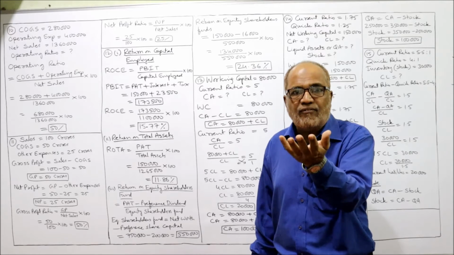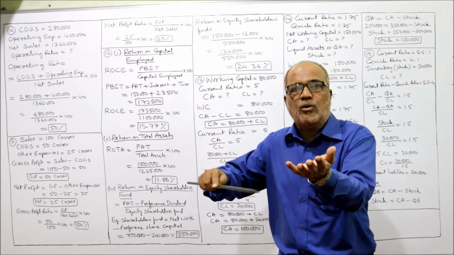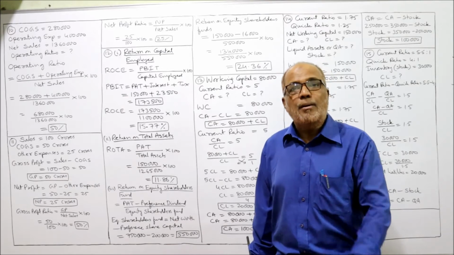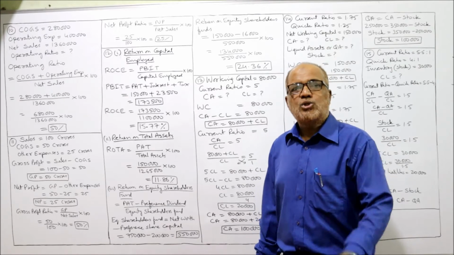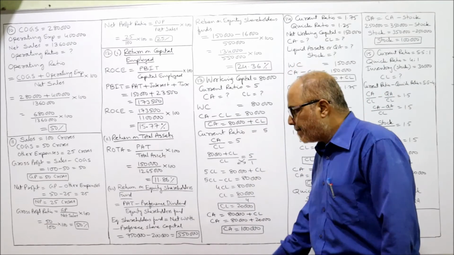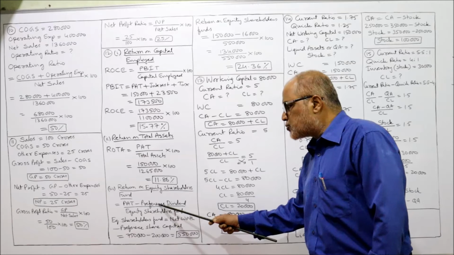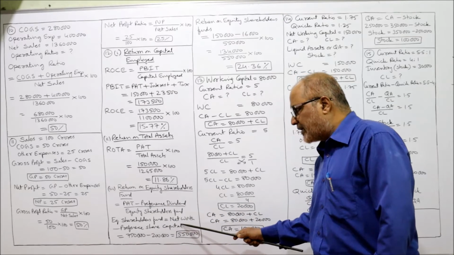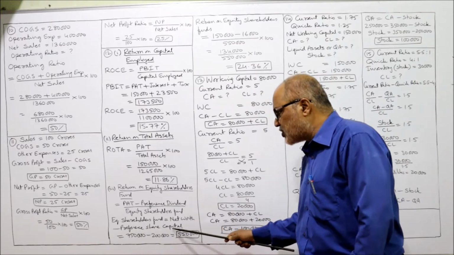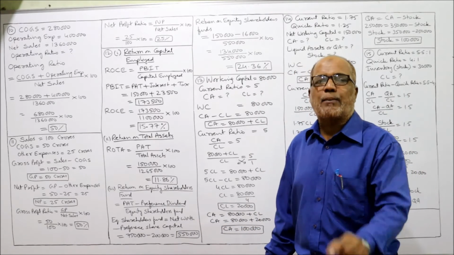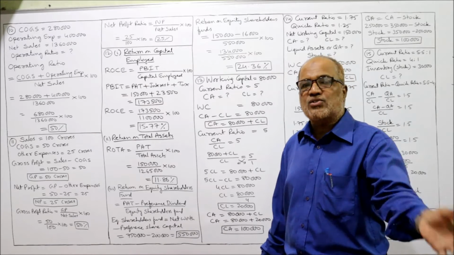When we say net worth, it includes equity as well as preference, but we don't require preference. So from the net worth deduct the preference share capital. Here, PAT minus preference dividend divided by equity shareholders fund. So equity shareholders fund is equal to net worth minus preference share capital. From net worth deduct the preference share capital, we will get equity shareholders fund.